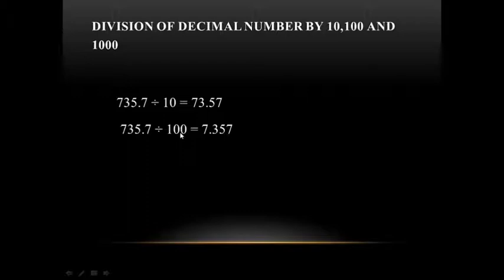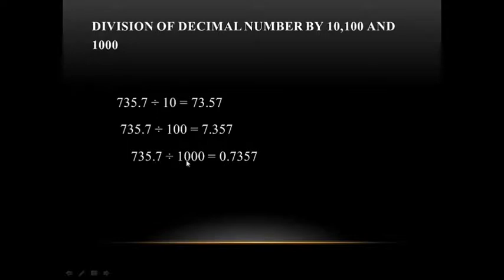Then the next example, 735.7 divided by 100. In 100 the number of zeros present is 2. So here we will shift the decimal point two digits to the left, and then it will become 7.357.